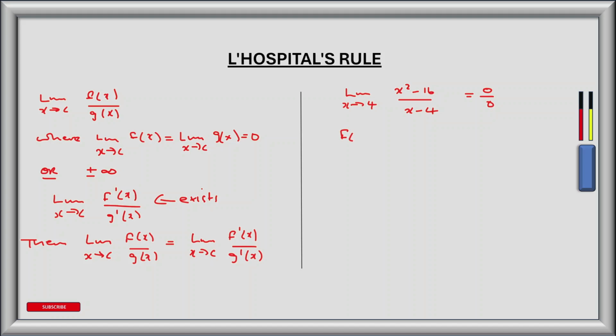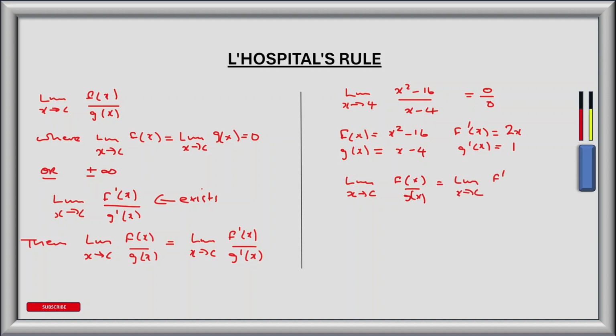So if f of x is equal to x squared minus 16, the derivative of f of x is equal to 2x, and if g of x is equal to x minus 4, the derivative of g of x is equal to 1. So we know from L'Hopital's rule that the limit as x tends towards c of f of x over g of x is equal to the limit as x tends towards c of the derivative of f of x divided by the derivative of g of x.